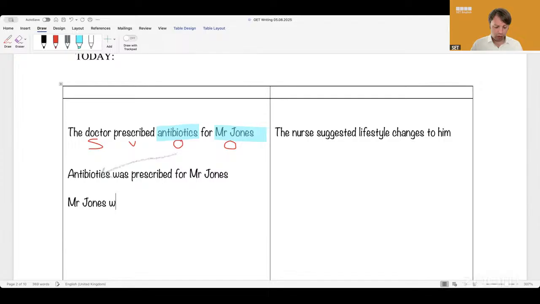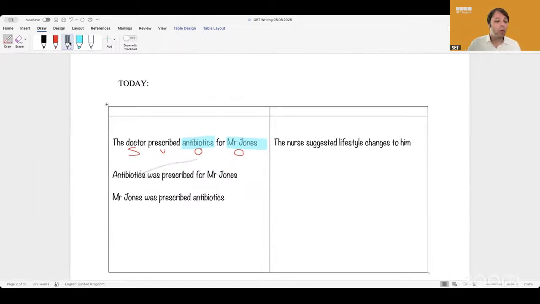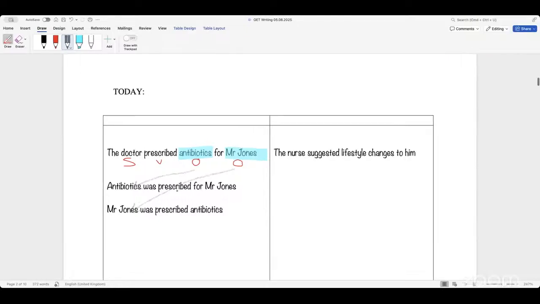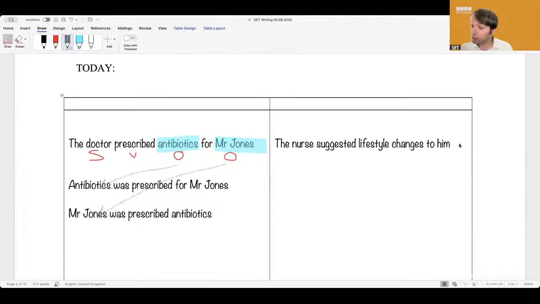Okay, so Mr. Jones was prescribed antibiotics. Does everyone see that in the first one we're using an object, in the second one we're using another object? Does everyone see this? Yes.